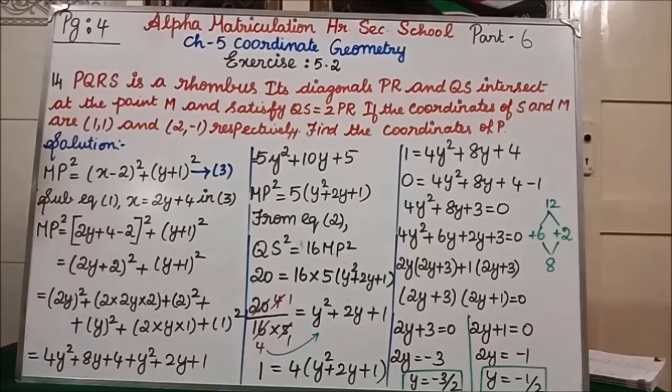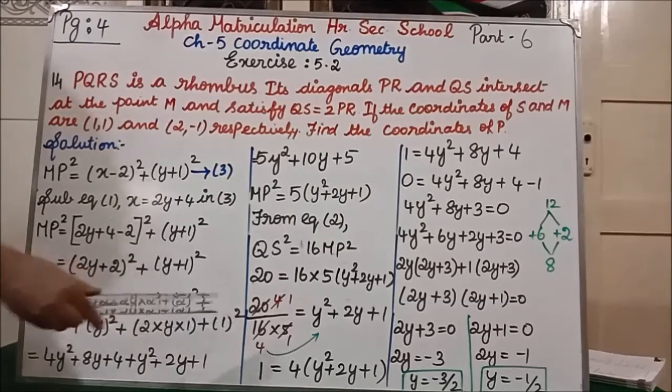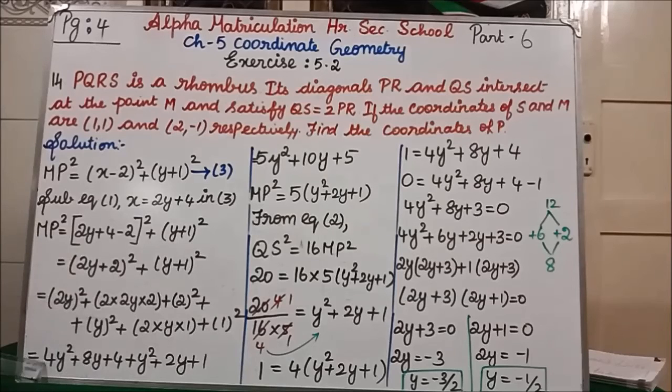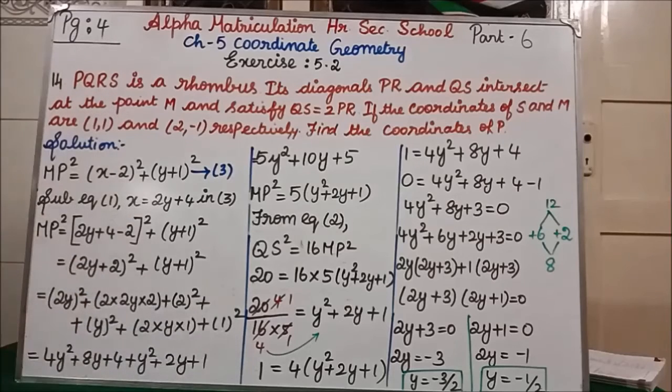Again, this also follows the (a plus b) the whole square formula. The a value is y, so y the whole square plus 2 into a into b, where the a value is y and the b value is 1, plus 1 the whole square. Clear? (2y) the whole square means 4y square, plus 2 twos are 4, 4 twos are 8y, plus 2 square is 4. Then y square is y square, 2 into y into 1 is 2y, and 1 the whole square is 1. Now here also there is a y square term, and here also a y square term. So 4y square plus 1y square is 5y square. 8y plus 2y is 10y. 4 plus 1 is 5.